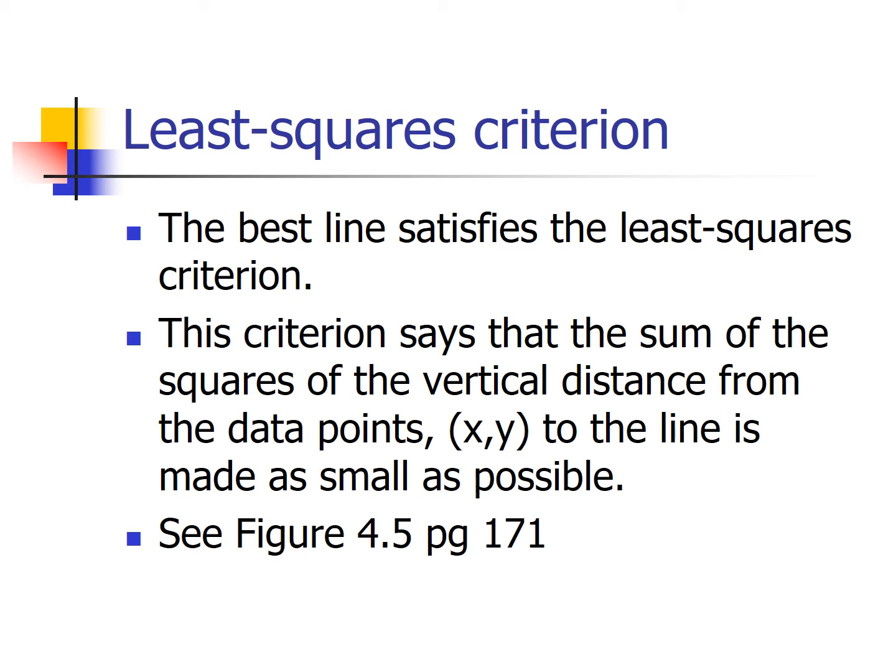Now, why don't we just add the distances? Well, it's because some points are above the line, which means that they have a positive distance. Some points are below the line, which means that they have a negative distance. So if we add them up, all these positives and negatives cancel. To prevent that cancellation, we square it. Very similar to why we squared distances when we calculated the standard deviation.